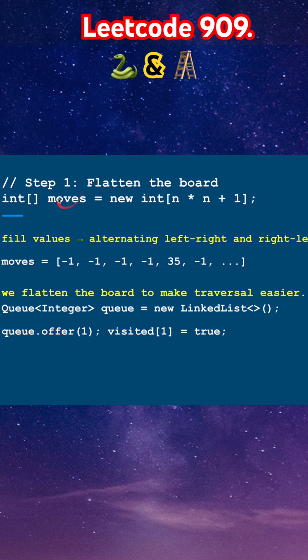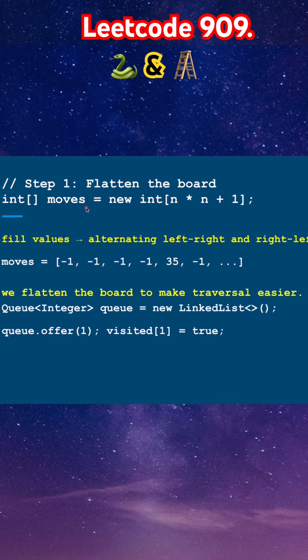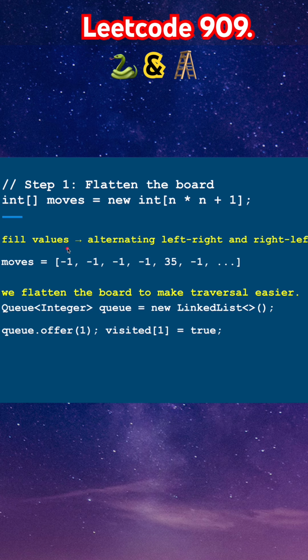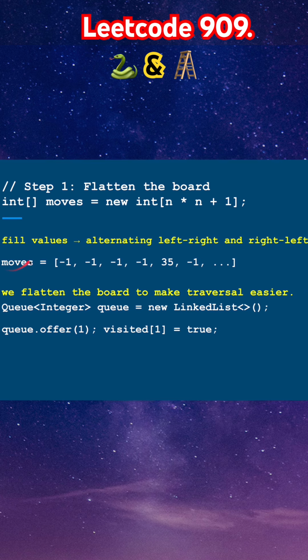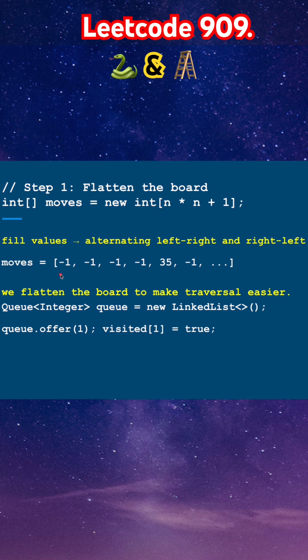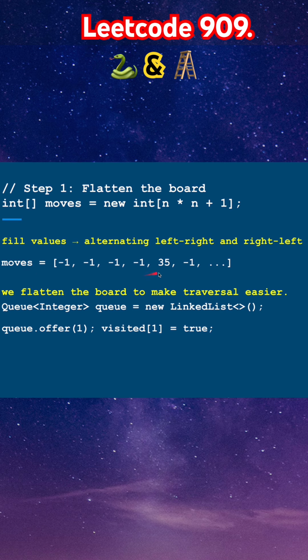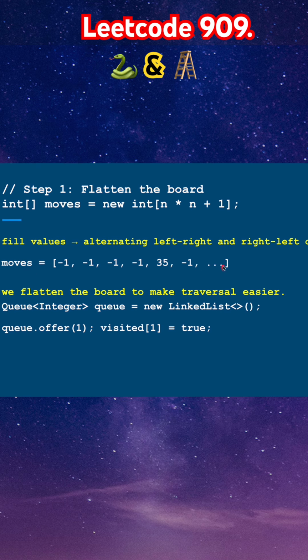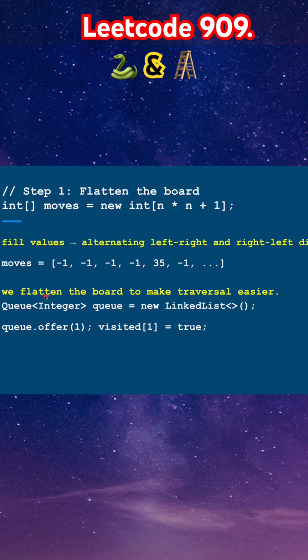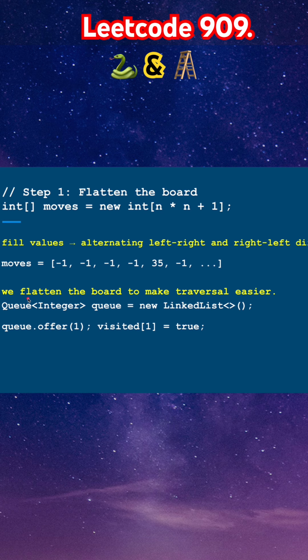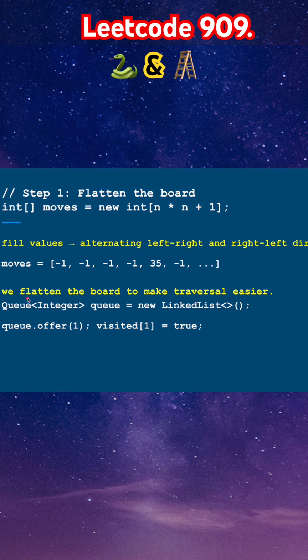This is the flattened board, we'll say, and we will first fill the values in alternate left-to-right and right-to-left directions. Let's suppose we take moves. We'll initially fill -1, -1 like that, and then 35 like that. There will be a possibility we'll do that, right? And when we flatten the board, the traversal will become easier, right?